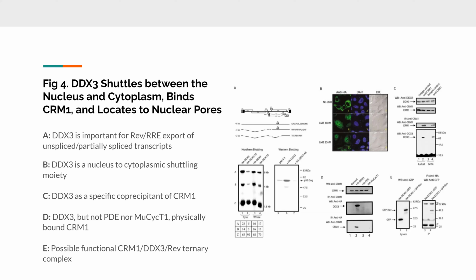Finally, DDX3 complexing with REV was tested using GFP and GFP-REV. Immunoprecipitation brought down GFP-REV, but not GFP alone, as seen in figure 4E, lanes 3 and 4. This shows evidence leaning towards there being a CRM1 DDX3 REV ternary complex.